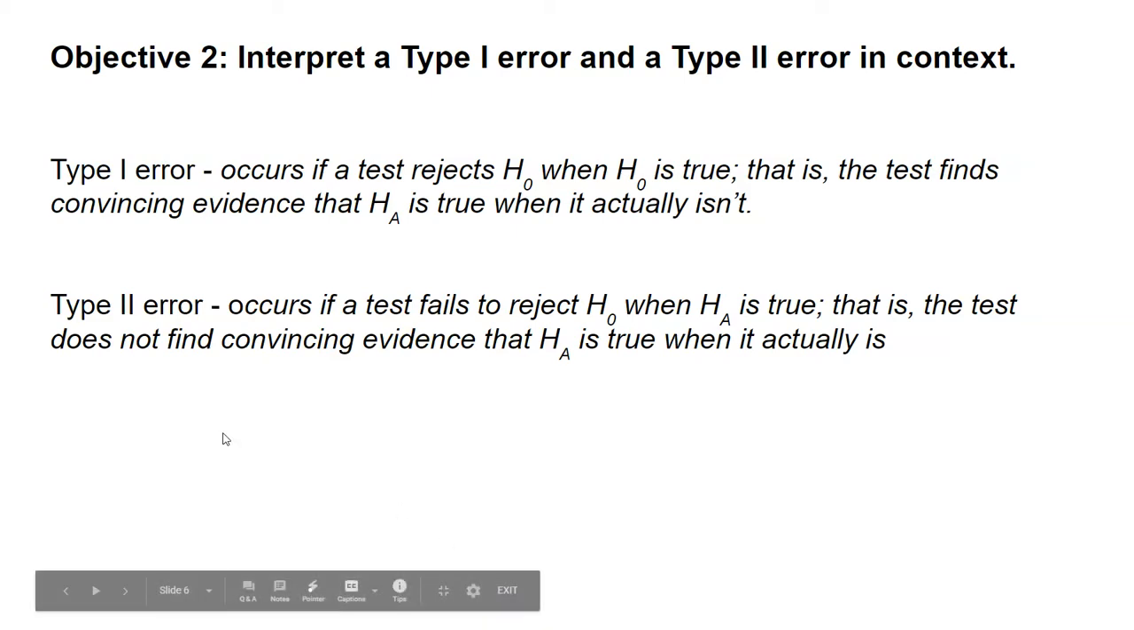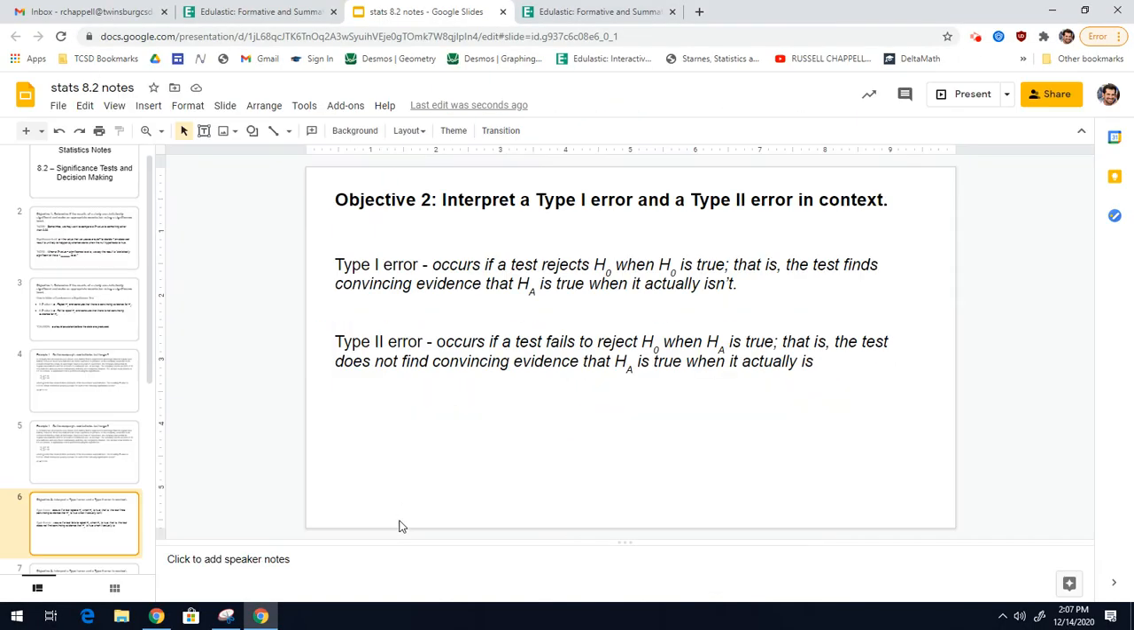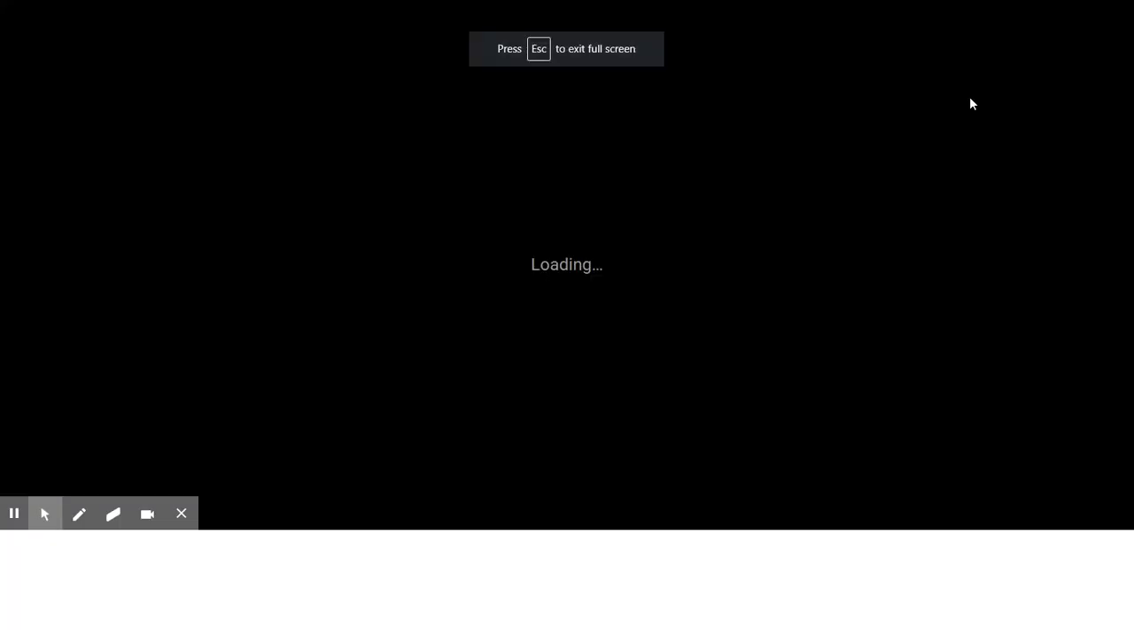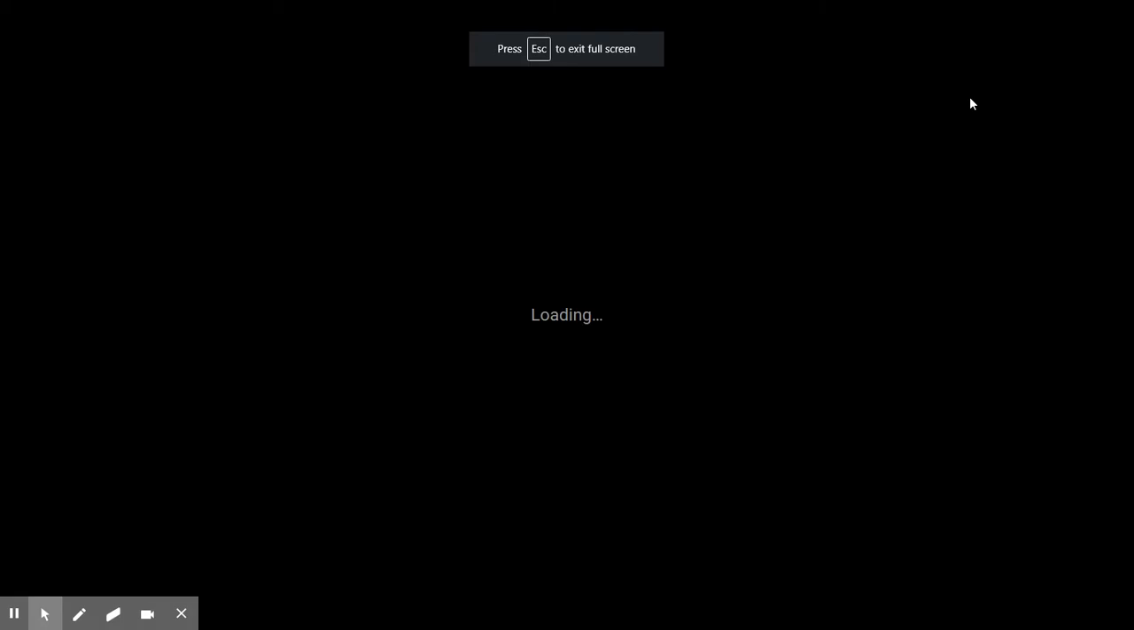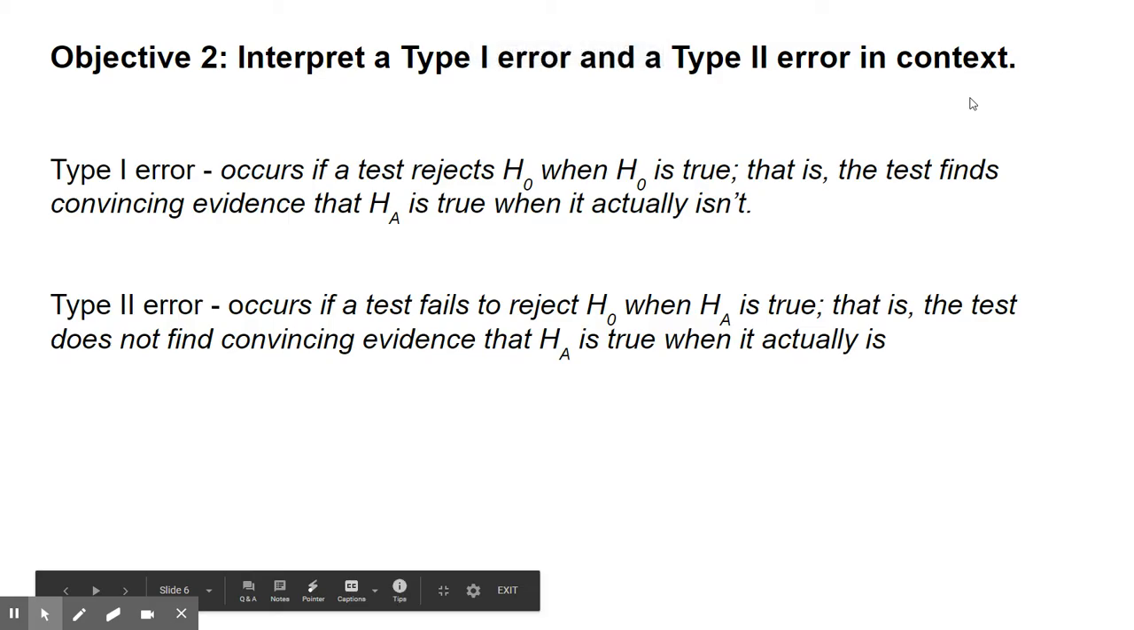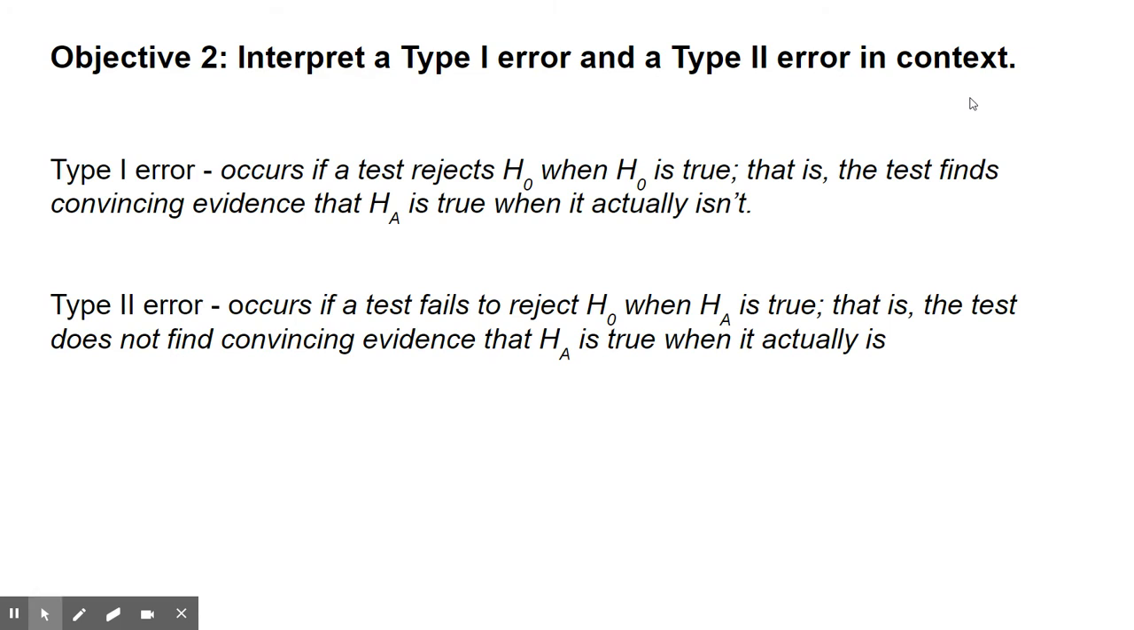All right, so objective two here is going to look at these errors that you can make when making your decisions. Sometimes, based off our data, we think something is correct, and it ends up not being correct. So again, type one error. It occurs if a test rejects the null when the null is true. That is, the test finds convincing evidence that the alternative hypothesis is true when it actually isn't. All right, that's a type one error.